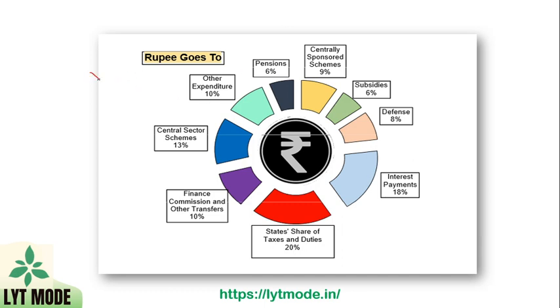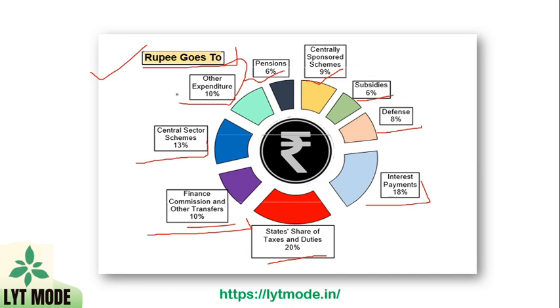And this is the expenditure of the government, where the rupee goes. Here are the percentages: 6% will go to pensions, 9% to centrally sponsored schemes, 6% to subsidies, 8% to defense, 18% to interest payments, 20% to the state share of taxes and duties, 10% to the Finance Commission and other transfers, 13% to central sector schemes, and 10% will be other expenditure.